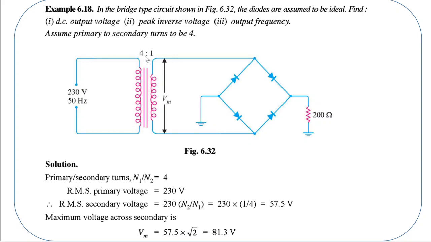So the secondary turn is less than primary turn. So this is a step down transformer. Right? So N1 by N2 equal to 4 by 1, which is 4. And the RMS primary voltage is 230 volts. So the RMS secondary voltage, you know the relation between voltages and number of turns, V2 by V1 equal to N2 by N1. So V2 equal to V1, which is 230 volt into N2 by N1. So this is 57.5 volt. So this is the RMS secondary voltage. Now you can calculate the peak voltage by multiplying RMS value with square root 2. So Vm equal to 81.3 volt.